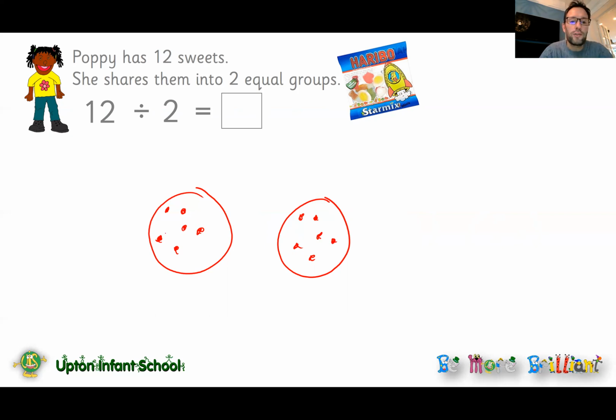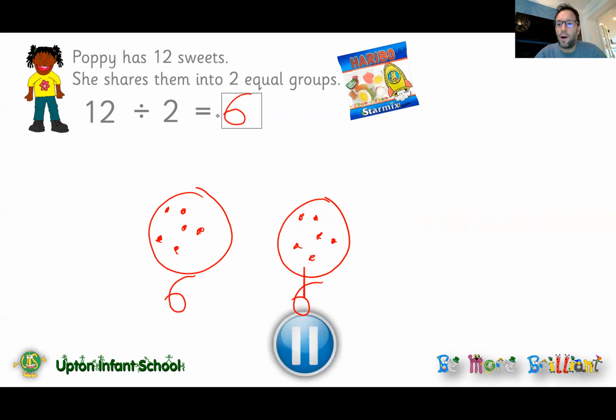We've got 1, 2, 3, 4, 5, 6 in that one. 1, 2, 3, 4, 5, 6 in that one, because they are equal. So 12 divided by 2, or 12 shared into 2, is 6. Hopefully you got that at home. So pause the video here and just see if you can draw that out and work it out for yourself.